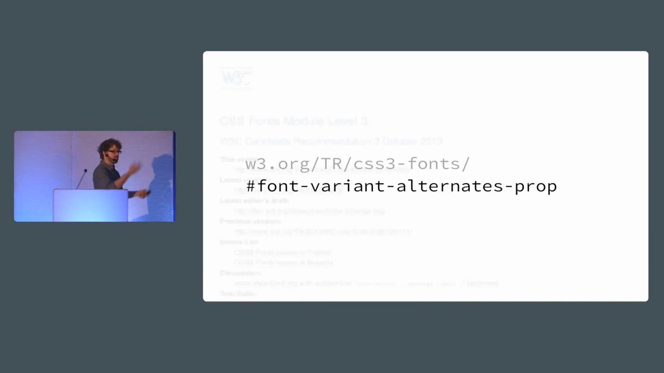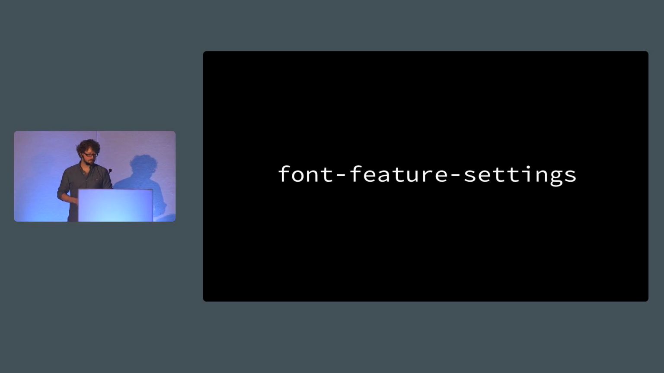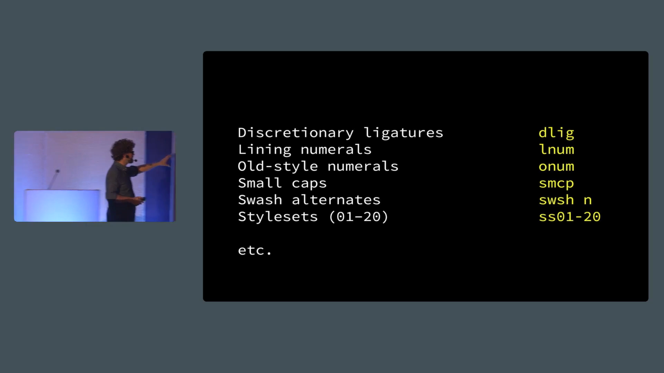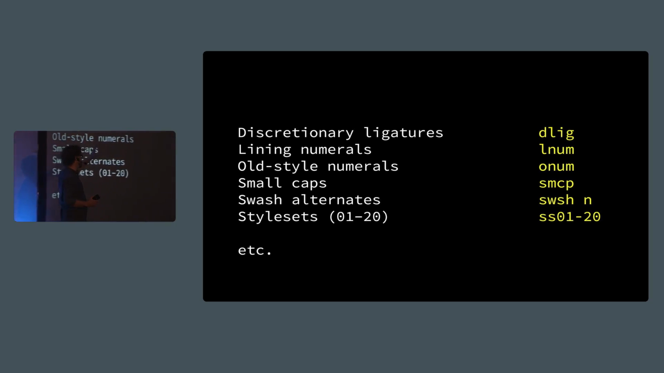That's how we will eventually turn it on. I'm going to skip over that. Now, font feature settings. It's exactly the same for doing swashes and style sets. You use this property. And as I mentioned, here are some examples of these 4-number tags that will allow you to turn these things on.